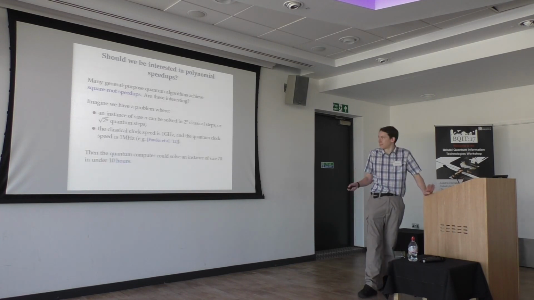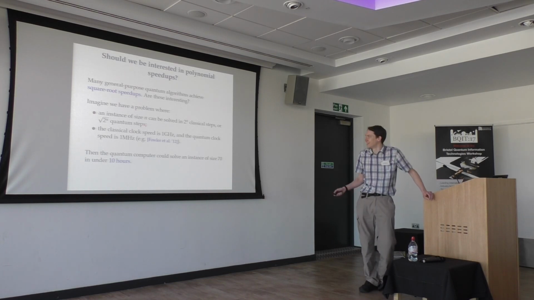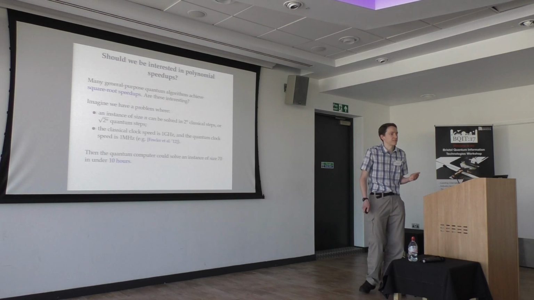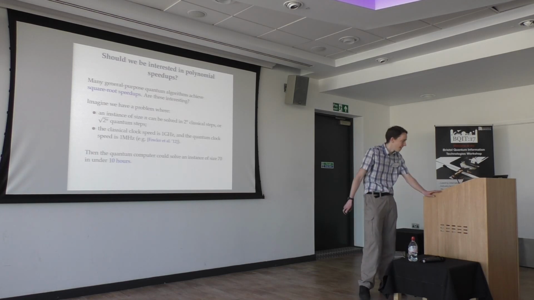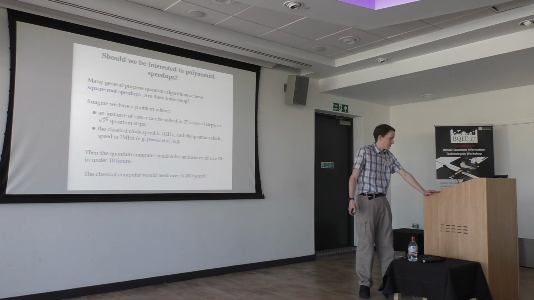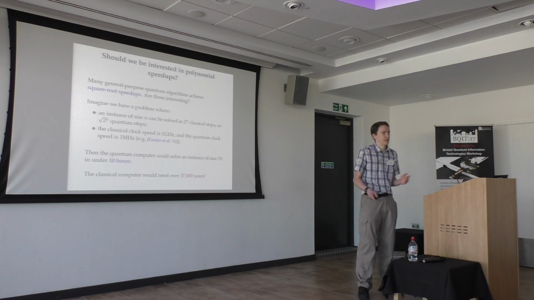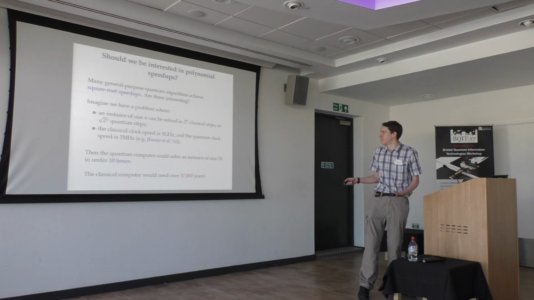Okay, so then let's look at an instance of this made-up problem, of size 70, so n is equal to 70. Then if you plug in these numbers, the square root of 2 to the n and this clock speed, you get that you can solve an instance of size 70 in a bit less than 10 hours, I think, so I've done the maths right. And on the other hand, if you tried using this algorithm classically, you'd need over 37,000 years. So your classical computer running this classical algorithm is dramatically slower.